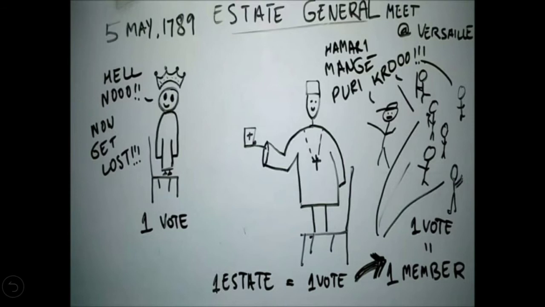Now what happened? The people of the third estate were quite united, and they held the meeting. They were very angry, and they decided that until the right of one member, one vote was given, they would not leave. But King Louis and the Estates General were not ready to accept this proposal.